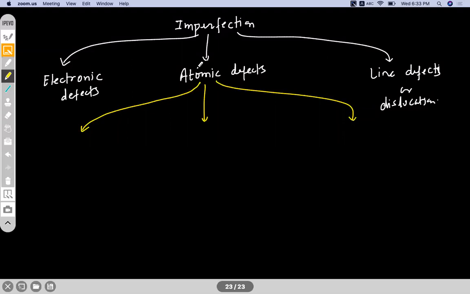Atomic defects, we have three types. The first one is stoichiometric defect. The second one is non-stoichiometric defect. And the third one is impurity defects.